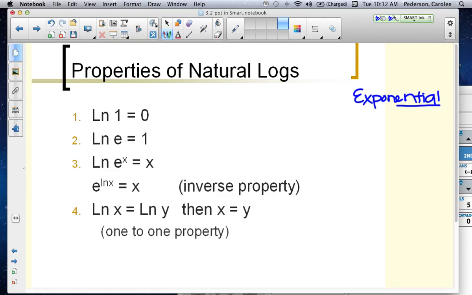In exponential form, it's saying logarithm of base e. So my base is e, my power or exponent is 0, equals 1. So anything raised to the 0 power we know is 1. So e to the 0 power is 1.